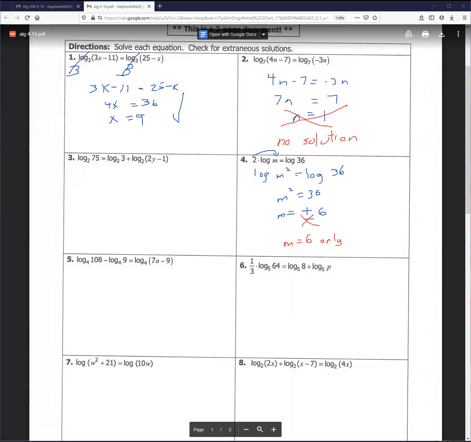So that's the key thing, is we have to make sure that the number we plug in does not result in a negative feeding through the logarithm.